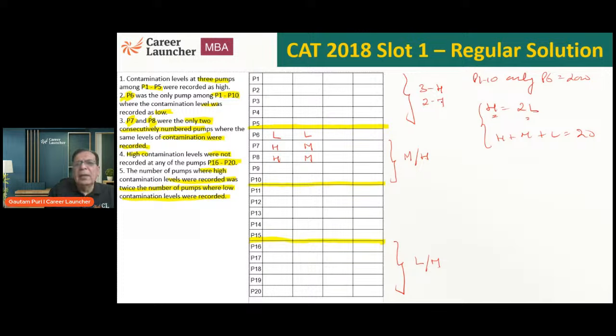Secondly, if you go back to statement number 3, 7 and 8 are the only 2 consecutive numbers of pumps where contamination was recorded. What does that mean? That means from P1 to P5, 3 high and 2 medium. The only way this is possible is that high has to be alternate.